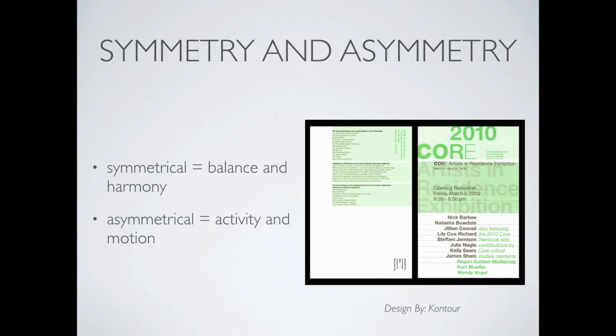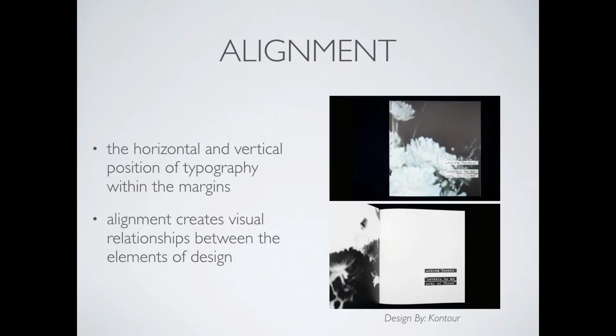Symmetry and asymmetry, and again, we'll go through all this layout stuff. There's a little bit of a preview of what's coming. Symmetrical, balance and harmony. Asymmetry, activity. You draw your attention to something specific. Alignment is the horizontal and vertical position of the text within the margins of your page. The alignment creates the visual relationships between the elements of design. So how you choose to align your text, where it is in the overall context, matters.